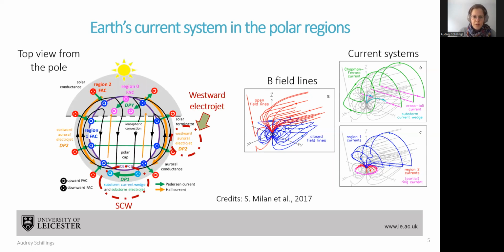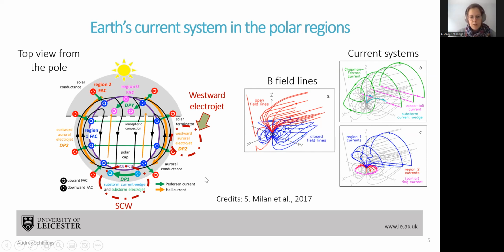Then, going from this picture, we can go to the top view from the pole of the current system. You have the sun over here, so this is the illuminated dayside. On this side, you have the night side.